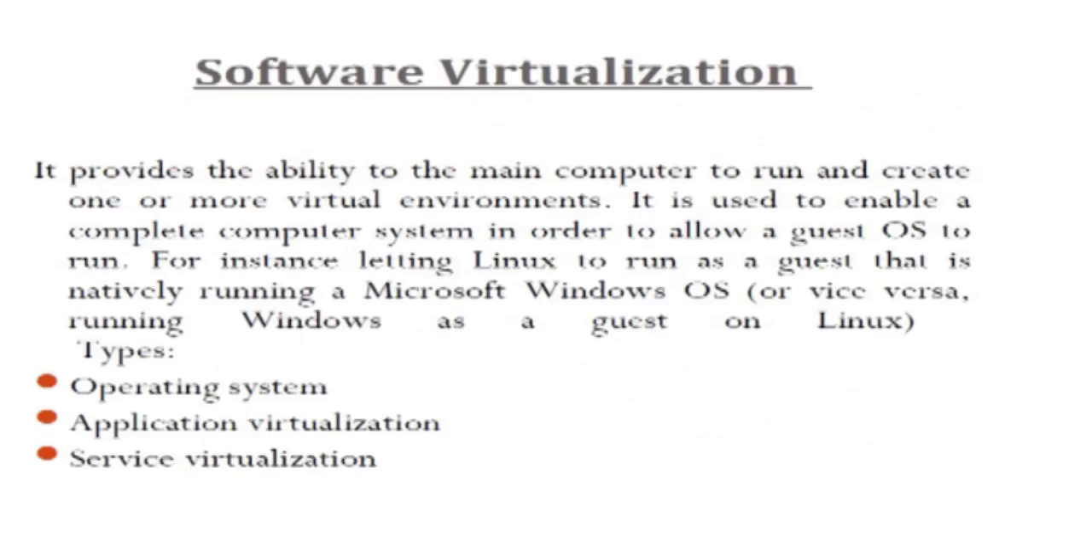Software virtualization. It provides the ability to the main computer to run and create one or more virtual environments. It is used to enable a complete computer system in order to allow a guest OS to run. For instance, letting Linux run as a guest that is natively running on Microsoft Windows OS, or vice versa, Windows as a guest on Linux. Now, types of software virtualization: operating system, application, service.